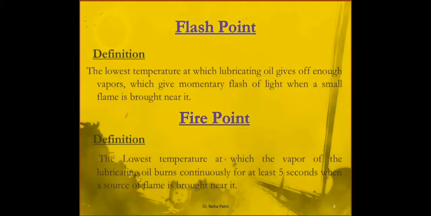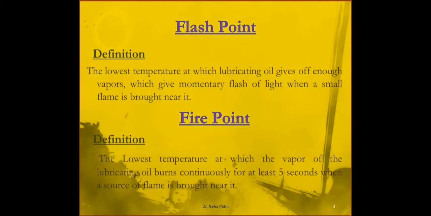It is the nature of the vapor in the presence of a source of flame. It is not going to give a spark on its own. You have to see its nature when you are using it in the machine, and somehow there is a source of flame near the machine. Then what is the behavior of that lubricating oil? If it is going to give you vapors at that temperature and the vapors are ignitable enough, it will catch a flash of light, and that temperature is the flash point.